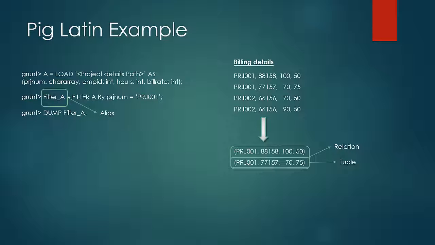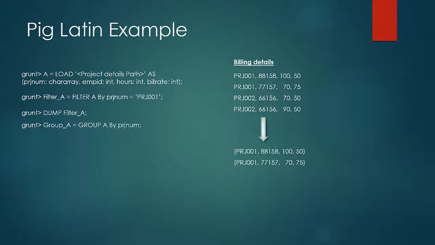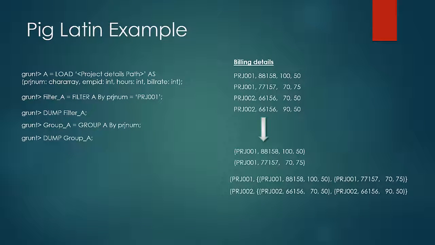The dump command is used to display the dataset on the screen. So dump filterA would produce the shown relation. Then another operation that can be done on a dataset is the group operation. For example, groupA = GROUP A by prj_num. This means that we would group the relation in the specified alias by the prj_num field. Dump groupA would produce the result as shown.